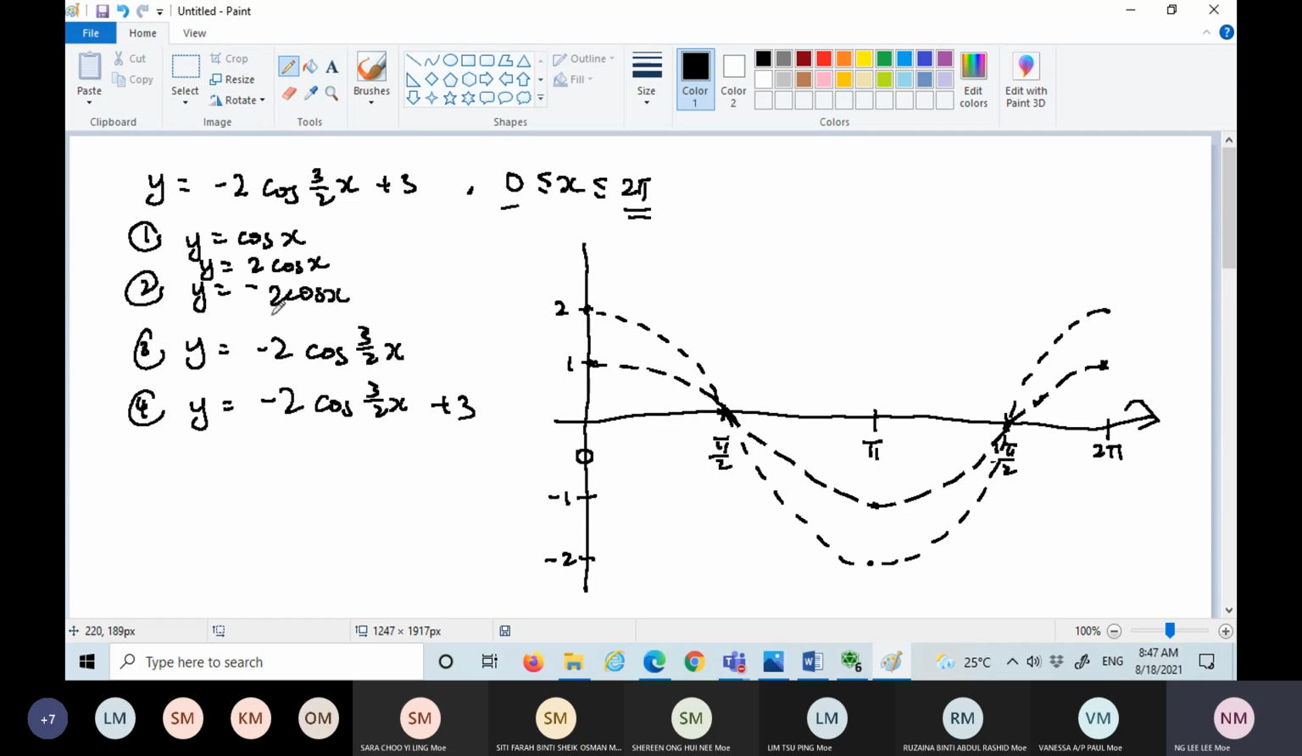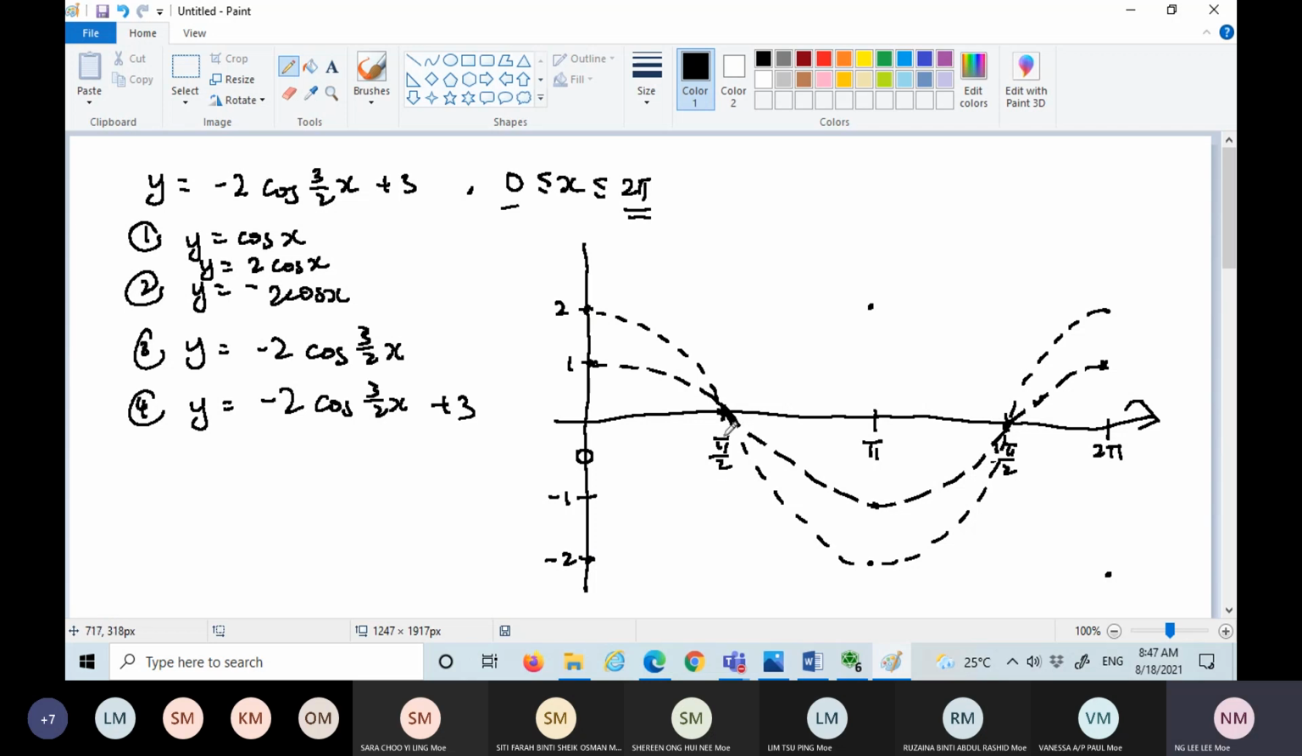It means flipped. The one positive will go to negative, the one negative will go to positive. With the negative, the 2 here will come to here. The 0 will remain. The -2 here will go to 2, and then the 2 here will come to -2. So 0 remains, 0 remains.